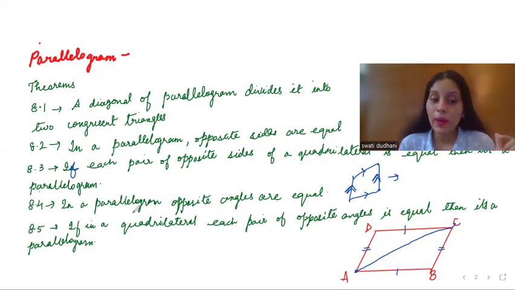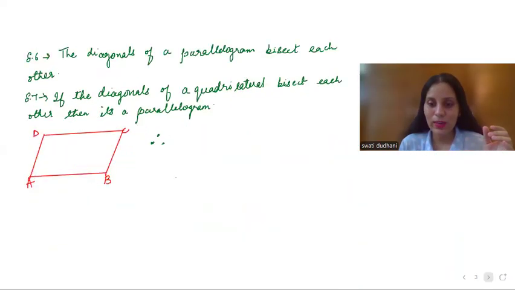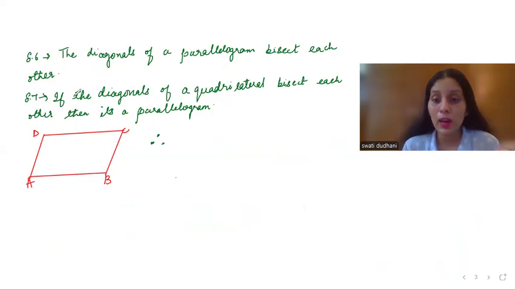Now next, in a parallelogram, opposite angles are equal. We have already seen angle B equal to angle D and angle C is equal to angle A. If in a quadrilateral, each pair of opposite angles is equal, then it's a parallelogram. Again, if we take any quadrilateral and if we prove that opposite angles are equal in it, then that quadrilateral becomes a parallelogram.